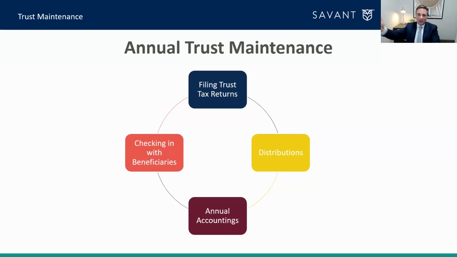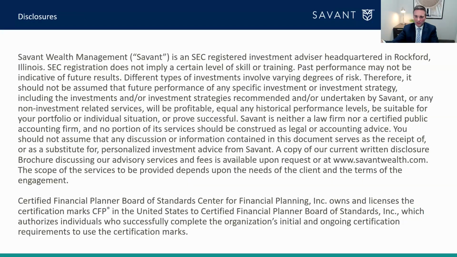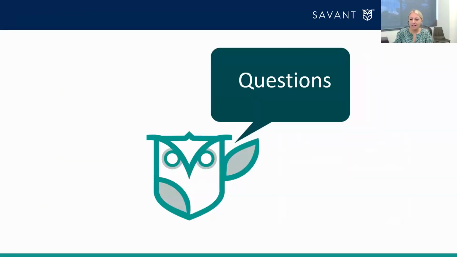So a couple of things need to be done, depending on the trust structure and the type of trust that we're working on. And we mentioned on the next slide the annual tax filings, and Alaina mentioned the gift tax returns, again, Form 709, when you do make gifts above that annual exclusion amount of $19,000 in 2025. And with that, I think we can take a few questions as well.